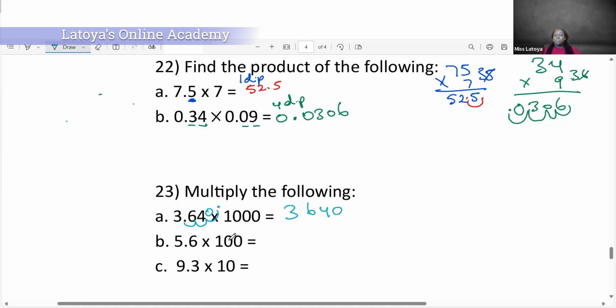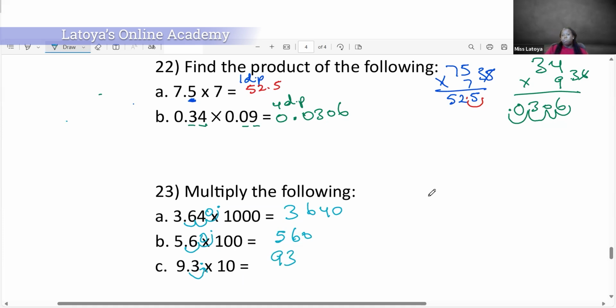If I have to multiply 5.6 by 100, I simply shift my decimal point 2 times to the right. I shifted once, I need to add 0. Again, the decimal point is after the number, so my new number is 560. 9.3 multiplied by 10. I shift my decimal point once to the right. The point is now after my number, so the answer is 93.